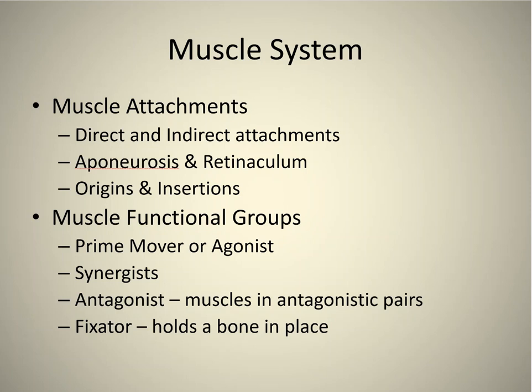What's more important is origins and insertions. So skeletal muscles are attached to two different bones. One is called the origin, one is called the insertion. The origin is the attachment that doesn't move. The insertion is the attachment on the bone that actually moves a part of the body. So there's always an origin and insertion for every skeletal muscle.